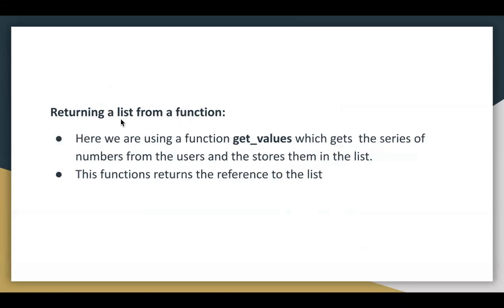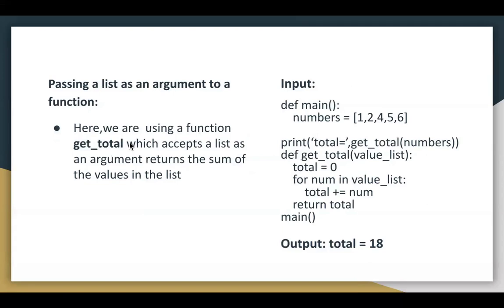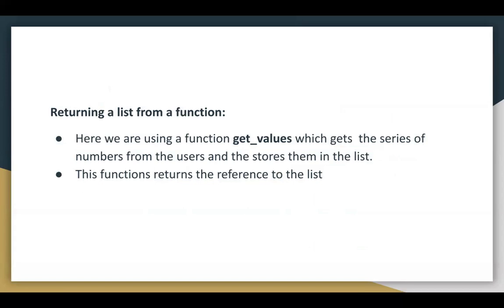The next program is on returning a list from a function. Here we are using a function get values, which gets a series of numbers from the user and stores them in a list. Previously, we gave arguments to get the sum of the elements in the list. Now we are getting the list of elements given by the user.